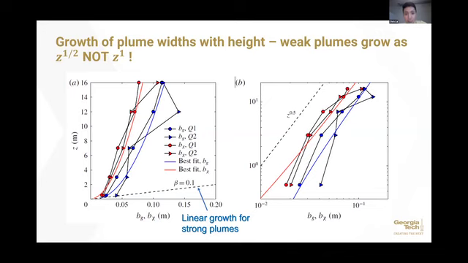And this is an important observation, because that could mean that you cannot just use the usual integral model to predict the volume flux, or in general, the behavior of a weak bubble plume.